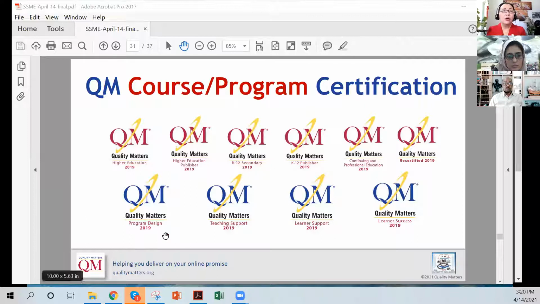And down here are the QM certification marks for programs. And there are 4 parts to that. There's program design, teaching support, learner support, and learner success. There are 4 parts to the program certification.